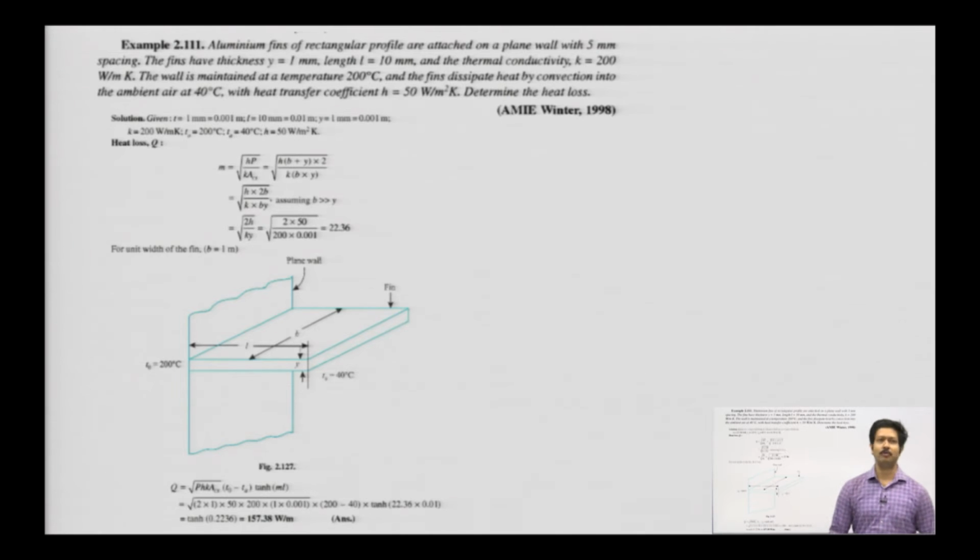So let's talk about the aluminium fins having a rectangular profile, attached on a plane wall with 5 mm spacing. The fins have thickness y equal to 1 mm, length equal to 10 meters, and the thermal conductivity k is this. The wall is maintained at a temperature of 200 degrees Celsius, and the fins dissipate heat by convection into the ambient air at 40 degrees Celsius with the heat transfer coefficient this. So determine the heat loss.